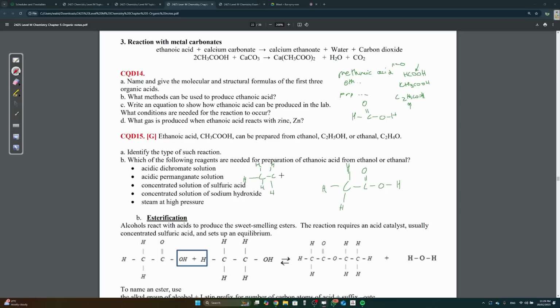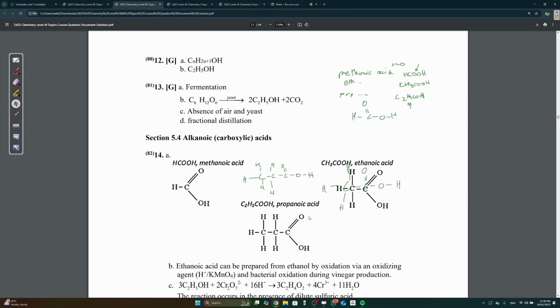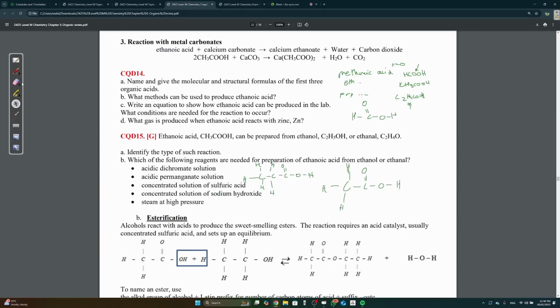This is C2H5 bonded to COOH, double bond O. Just like that. This is a H. So as you can see here, this is it. Okay, not that hard.